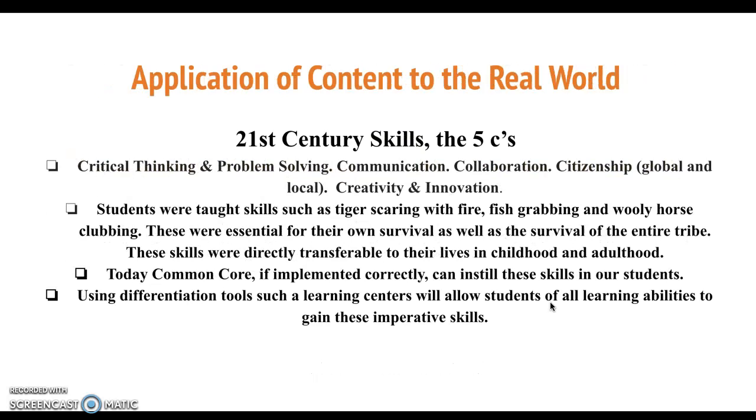So how can we apply any of this content into the real world? Well, 21st century skills, right? The 5 C's: critical thinking, problem solving, creativity and innovation, citizenship, both global and local, collaboration, and communication. So in the book we saw students were taught skills: tiger scaring with fire, fish grabbing, and woolly horse clubbing. And these were essential for their survival as well as the survival of their tribe. And these were imperative skills that helped them in those times.